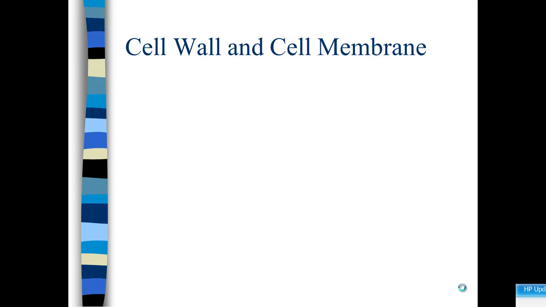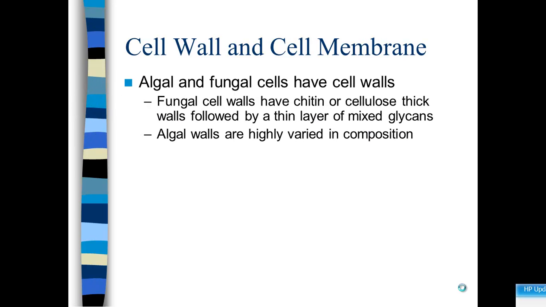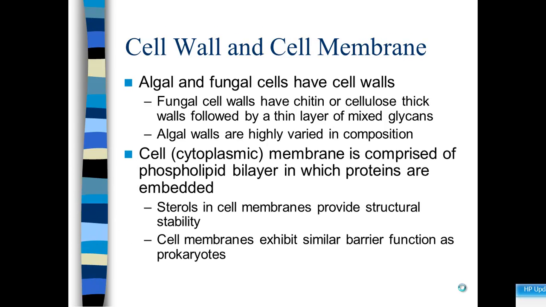Eukaryotic cells can have a cell wall, not all of them do. And all cells have a cell membrane. Algal and fungal cells have cell walls. For fungal cells, they're made out of chitin, which is similar to the molecule that you find in crab shells, and cellulose. Okay. Algal walls are highly varied in composition. We call them walls because of their rigidity. Okay. And then there are membranes.